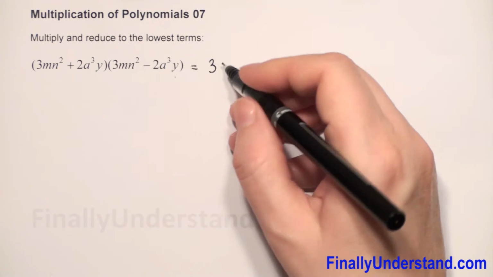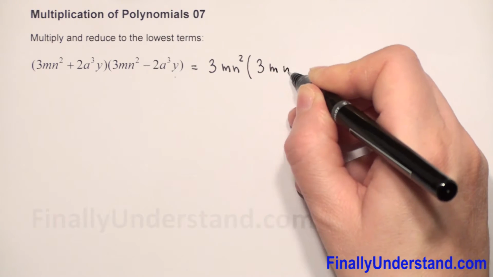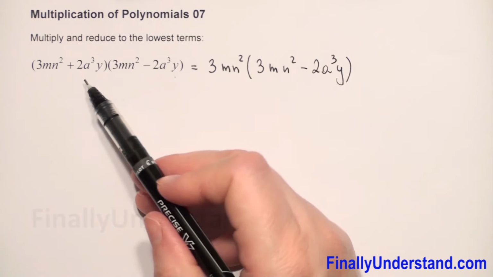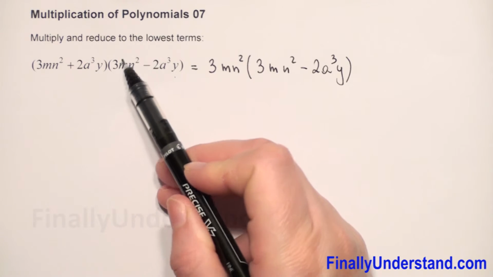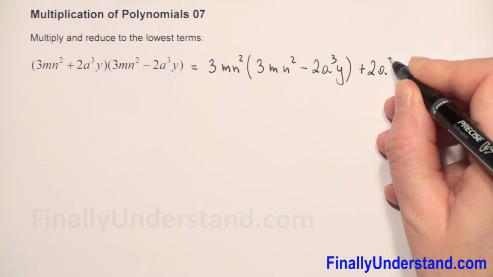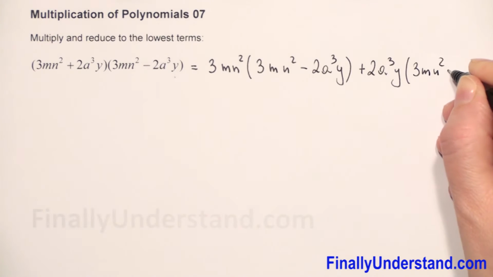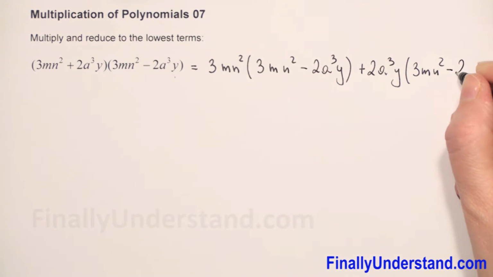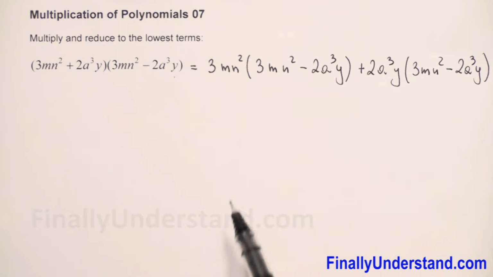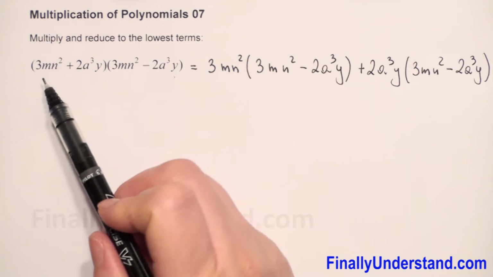So let me write this. 3mn squared times 3mn squared minus 2a cubed y, and we have to multiply 2a cubed y times this whole expression in the parentheses. So it will be 2a cubed y times 3mn squared minus 2a cubed y. This is one way, a little longer.